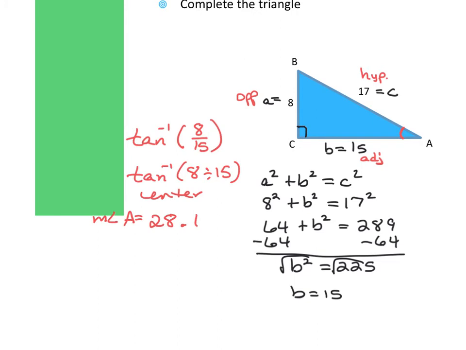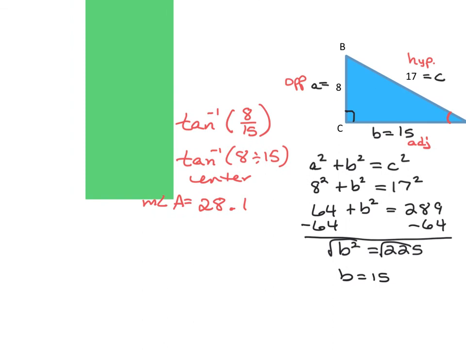Now we're going to go ahead and find the measure of angle B. I can do 90 minus 28.1, and I can subtract here and get 61.9, and that's going to be the measure of angle B. Let's say on the test you're running out of time and you know it's a lot faster to do 90 minus the angle you just found. You can do that.